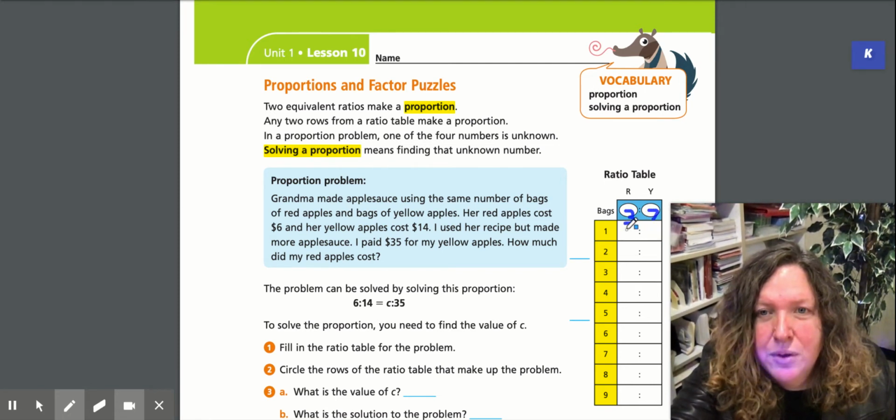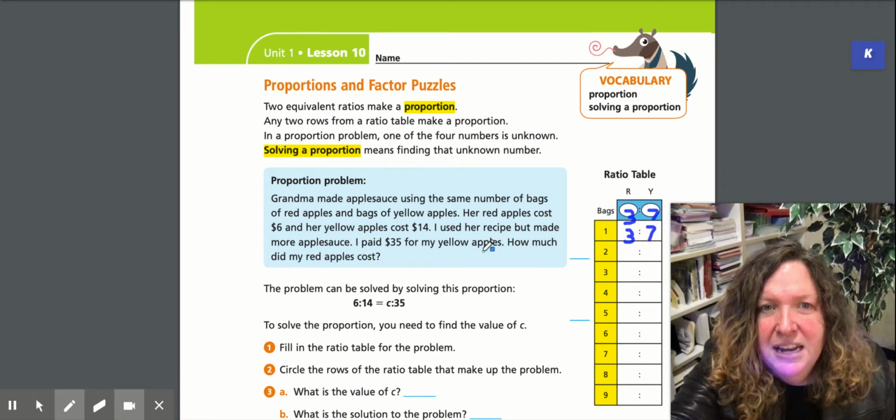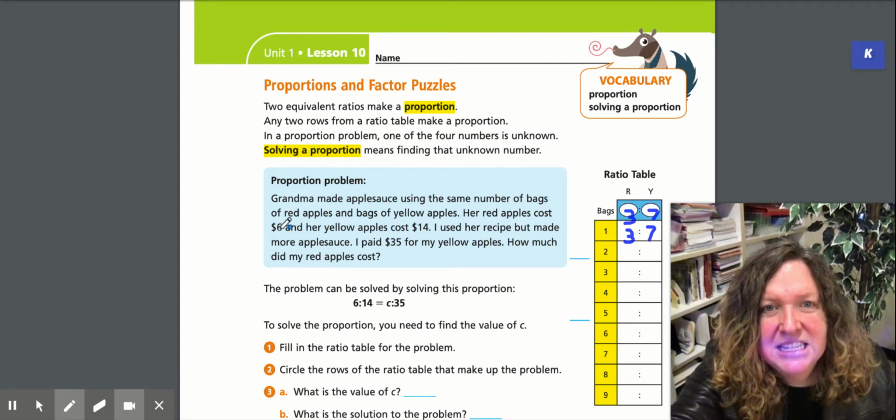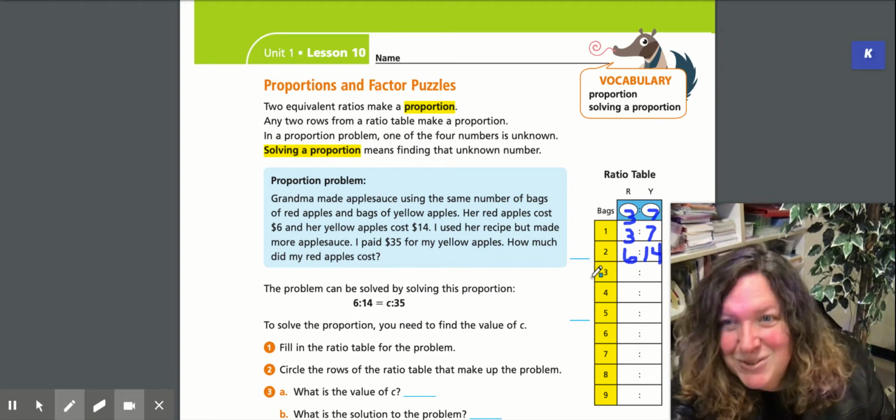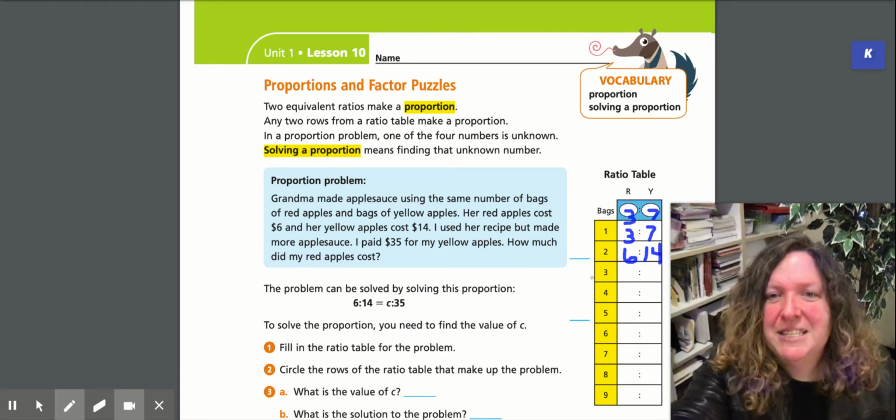Now the basic ratio, that means one bag of red, there's the red, one bag of red cost $3, one bag of yellow cost $7. Now, look at this. This is the 6 and 14. 2 bags cost $6 and $14. We know that if we go to the store and buy twice as much of something, it generally costs us twice as much. That makes a lot of sense.